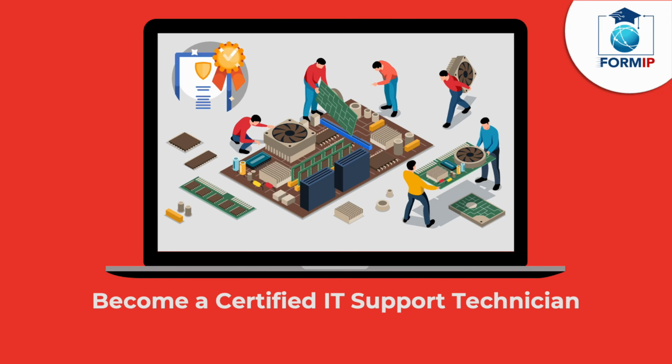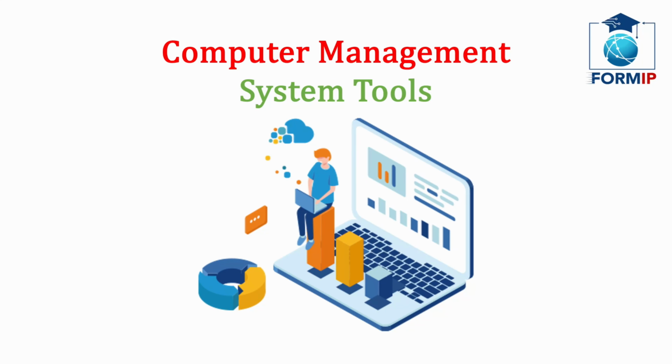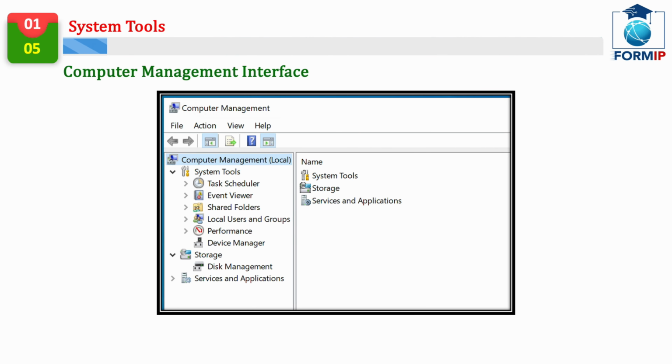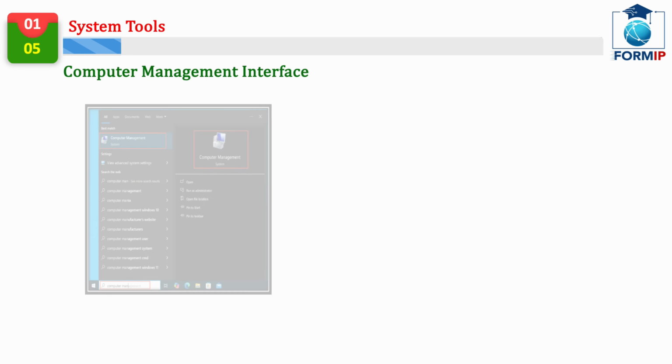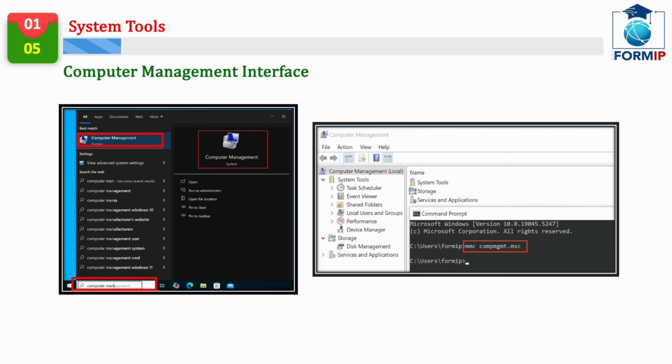Welcome to this new course, where we're going to talk about system tools, which are found in the Windows Operating System. Computer Management. Start by opening the Computer Management menu, which offers a whole bunch of services. To access it, simply search for the word Management and click on Computer Management.